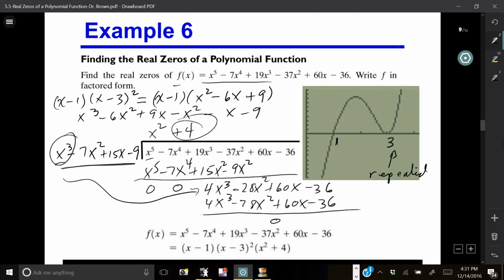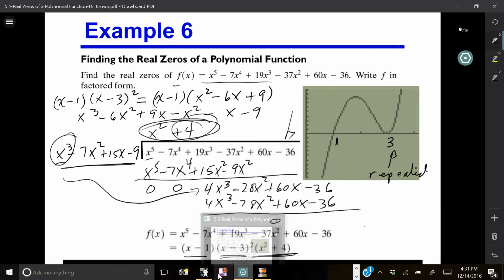And indeed then the factors x minus 1 and x minus 3 squared are factors of the original equation. And since it divided into the original and gave us x squared plus 4 with no remainder, we know that the other factor is x squared plus 4. So there we have it in factored form.